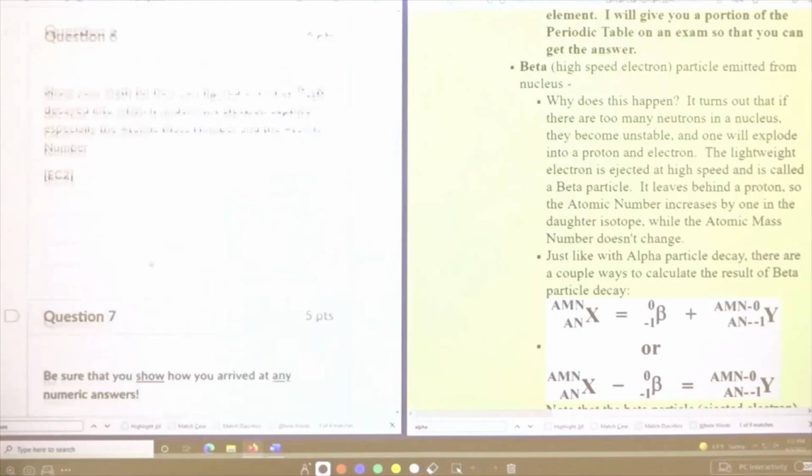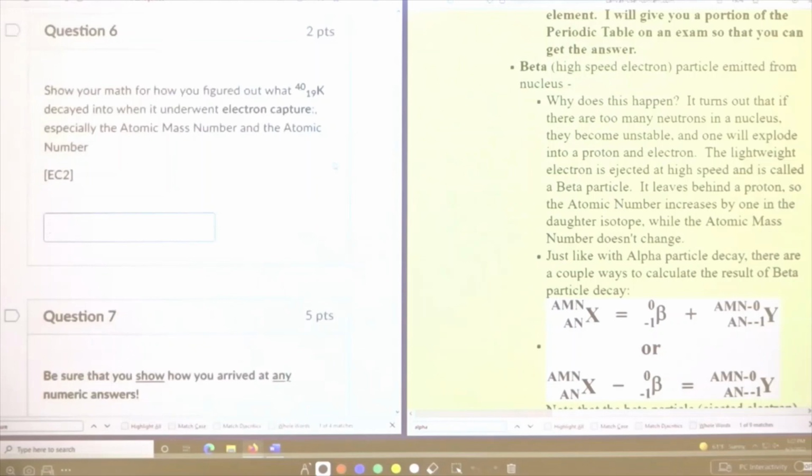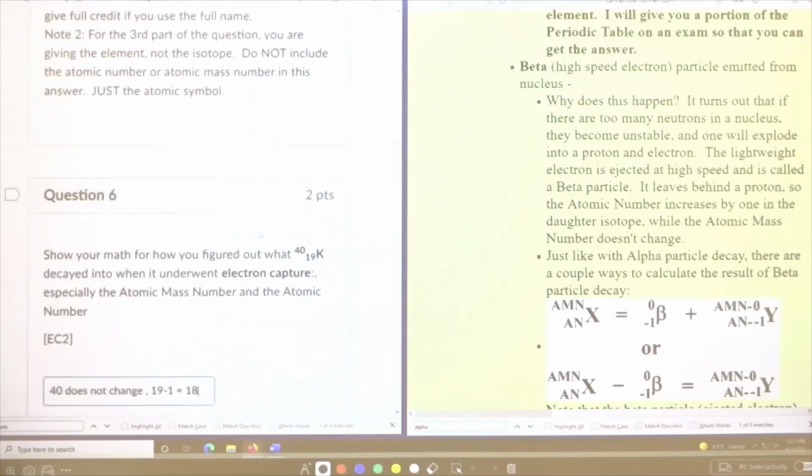And again, for showing the math, you could simply say, if you wanted, 40 does not change, and you could say that 19 minus 1, because you're subtracting one proton, equals 18. Okay, does that make sense to everybody? So that's how we do radioactive decay. You will do the same thing anytime you do radioactive decay.